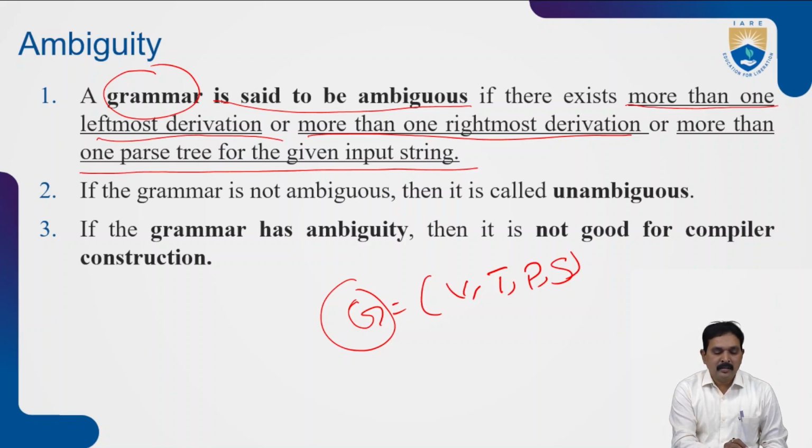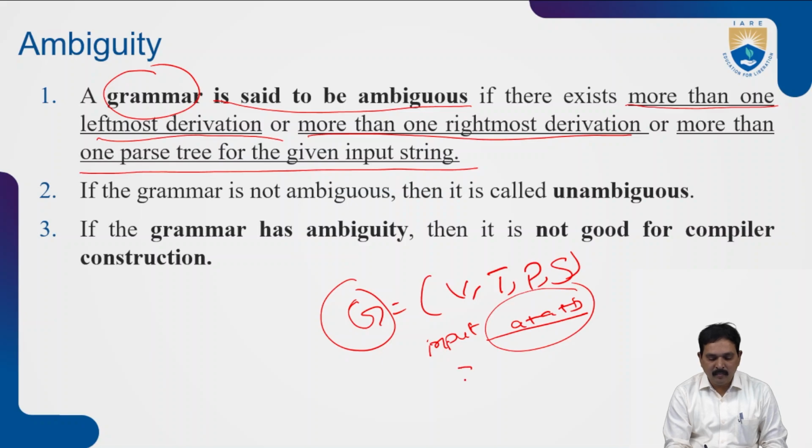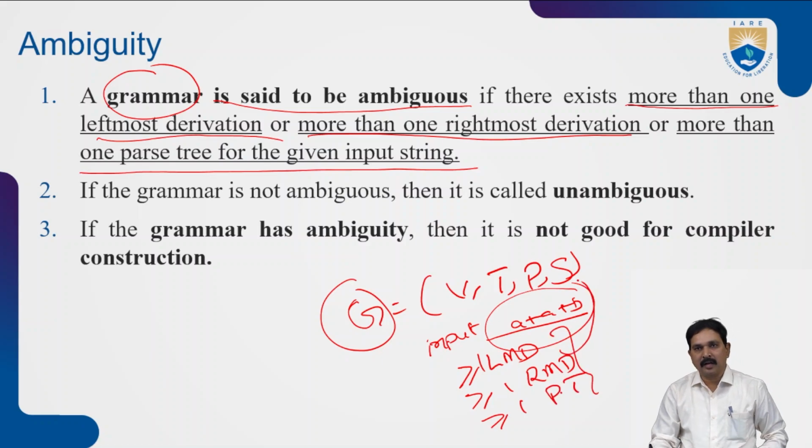Here we have defined some input string. Suppose the input string is a plus a. It means we get this kind of input string with more than one different leftmost derivation, or more than one different rightmost derivation, or more than one different parse tree. Then the grammar is said to be ambiguous grammar. We will see in the coming slides what the examples are and how to understand that a grammar becomes ambiguous.